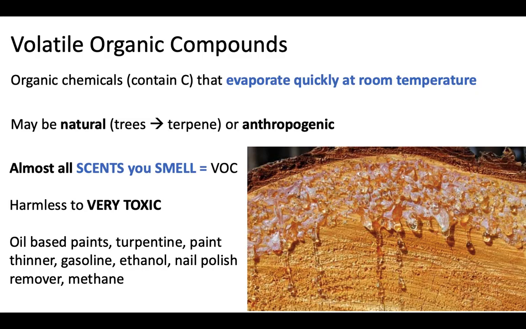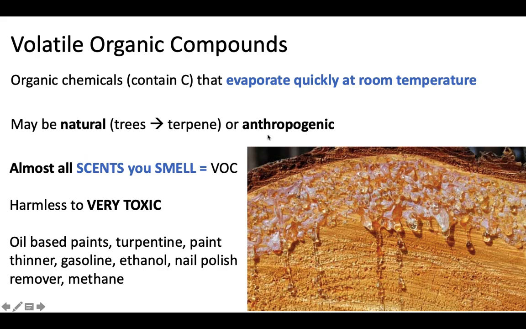So a volatile organic compound. Basically, volatile means it evaporates very rapidly. And organic means it's got carbon in it, and a compound means it's just a combination of different atoms, molecules, right? They evaporate very quickly. They can be natural. Trees produce terpene, which is responsible for the formation of sap and resin, but also that piney smell that you smell of your pine trees or your spruce trees. But it can also be an anthropogenic source.